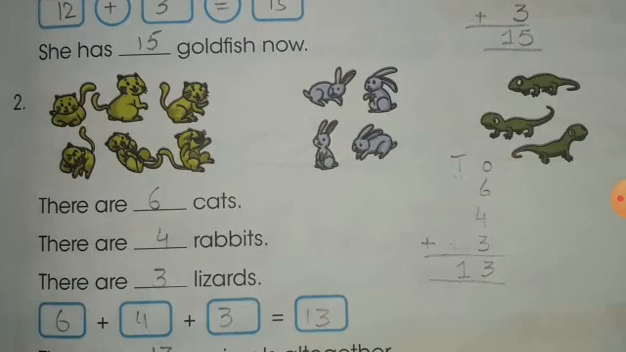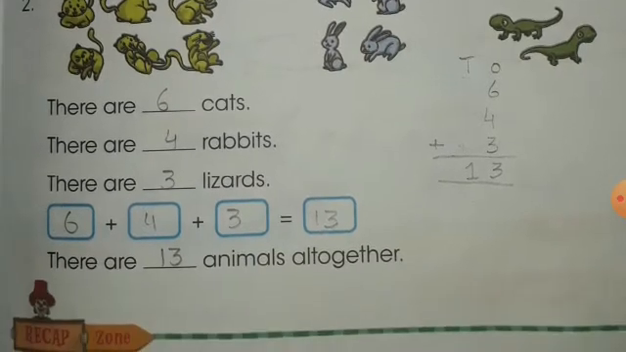The second question is, there are dash cats. You can count these cats. There are 6 cats. There are 4 rabbits. There are 3 lizards. Now, here this is the question. There are dash animals altogether. Altogether is the keyword of addition. So, we will add 6, 4 and 3.